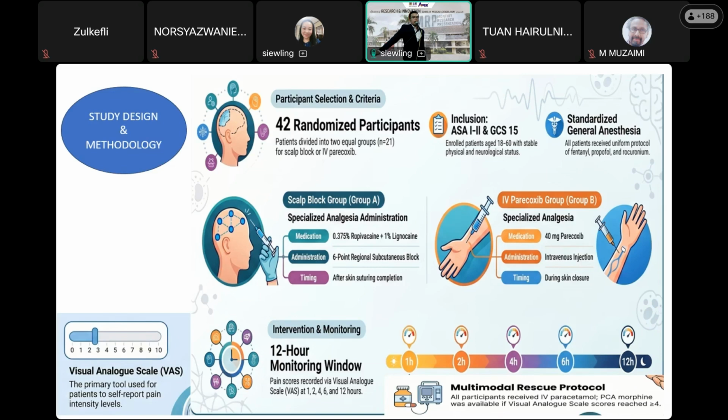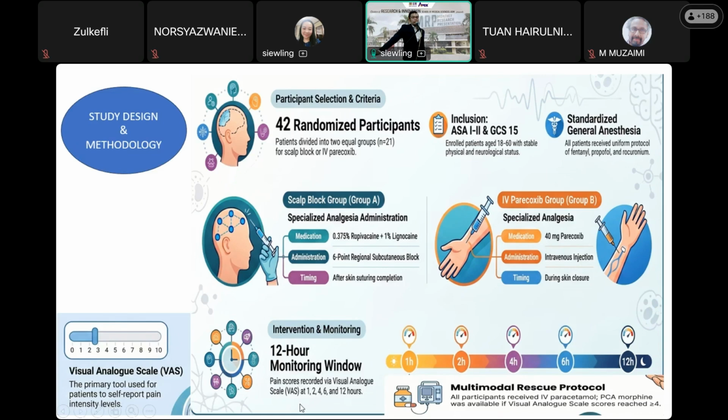Okay, and of course, conventionally, most of the patients will traditionally be given IV Parecoxib, 40 milligrams at skin closure. Okay, so we compare between these two groups. And we use the visual analog score to assess the pain score at 1, 2, 4, 6, and 12 hours post operation.